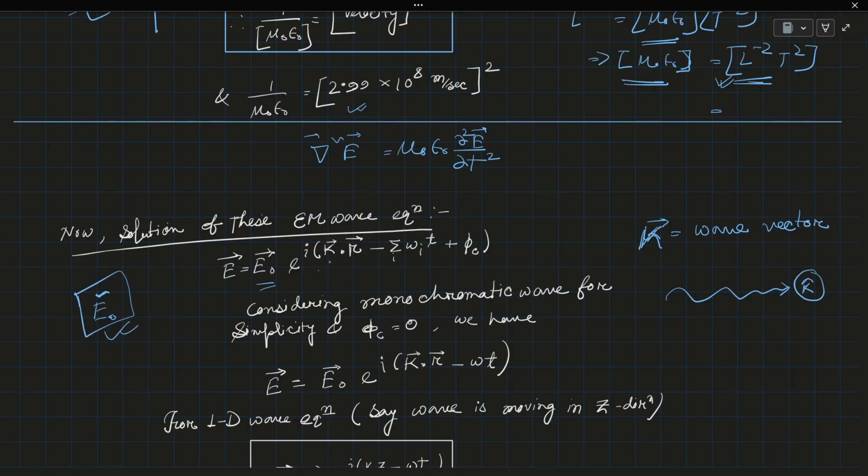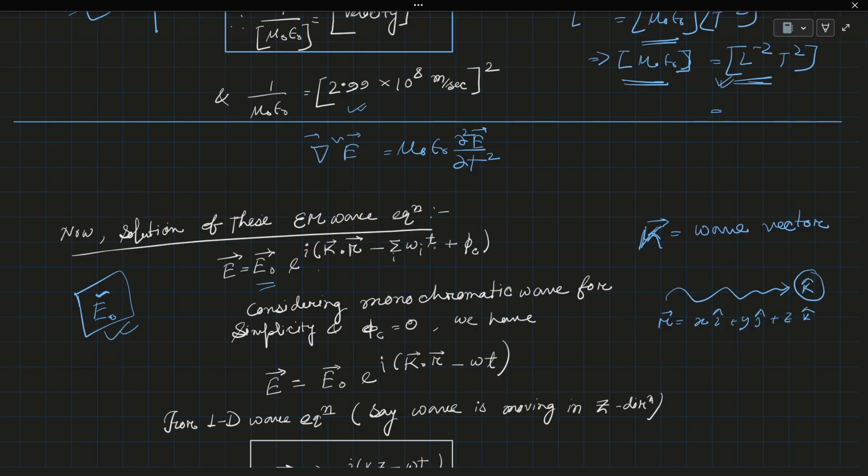Okay, so k is the wave factor, and it represents the direction in which the wave is moving. And r is simply the position factor. I hope you all know that the position vector can be written as x i cap plus y j cap plus z k cap, right? We don't need to solve this equation. This is much more complex, but at this basic level you just need to remember the solution.